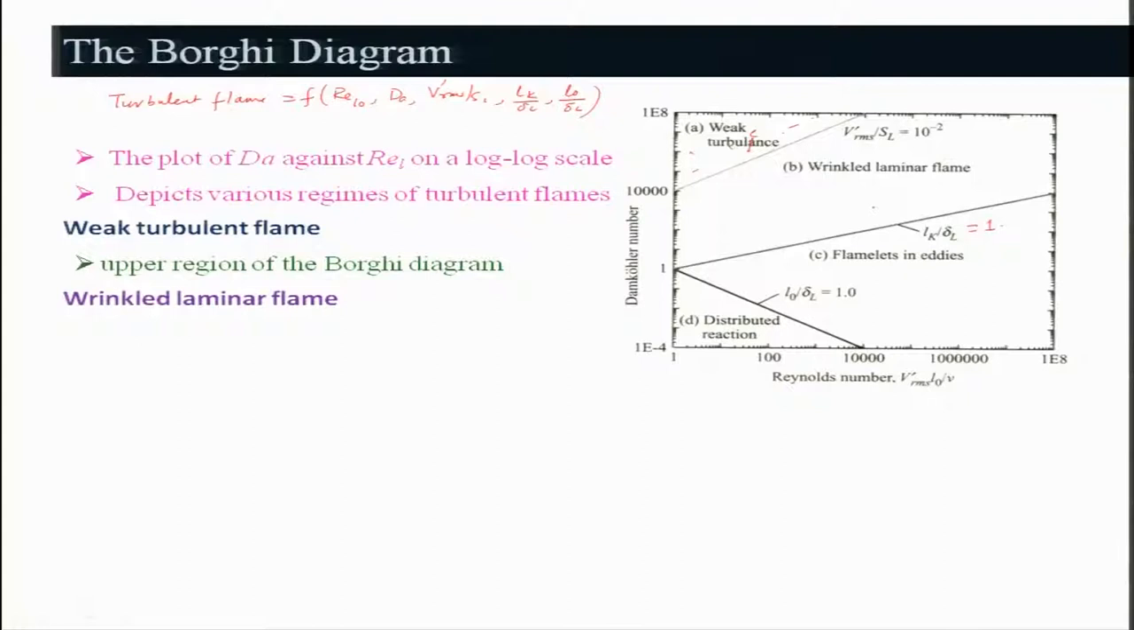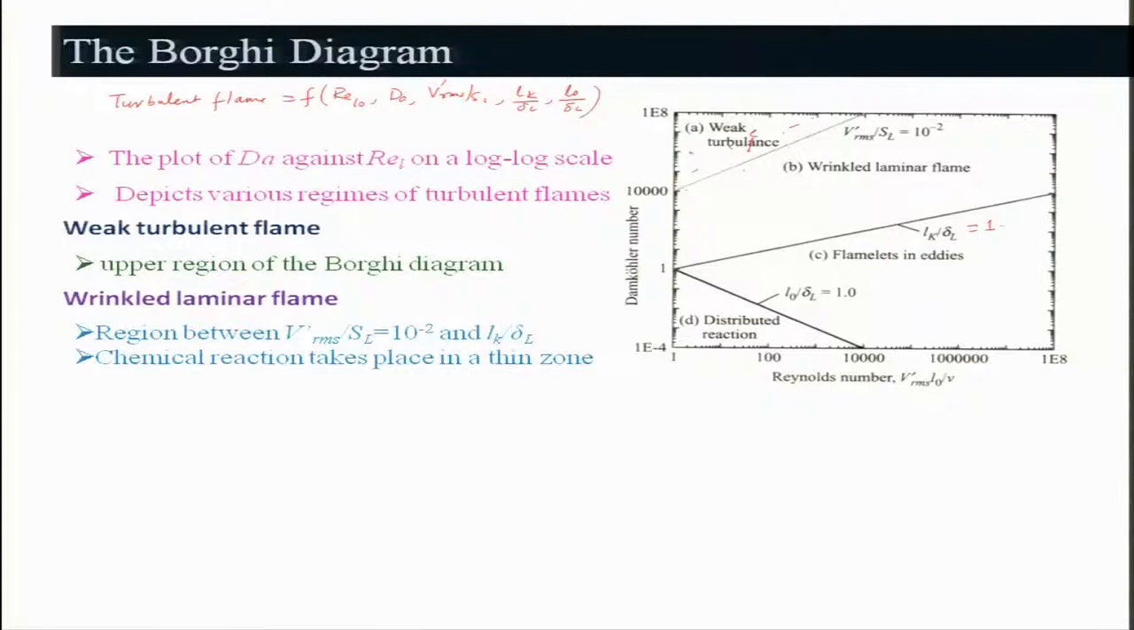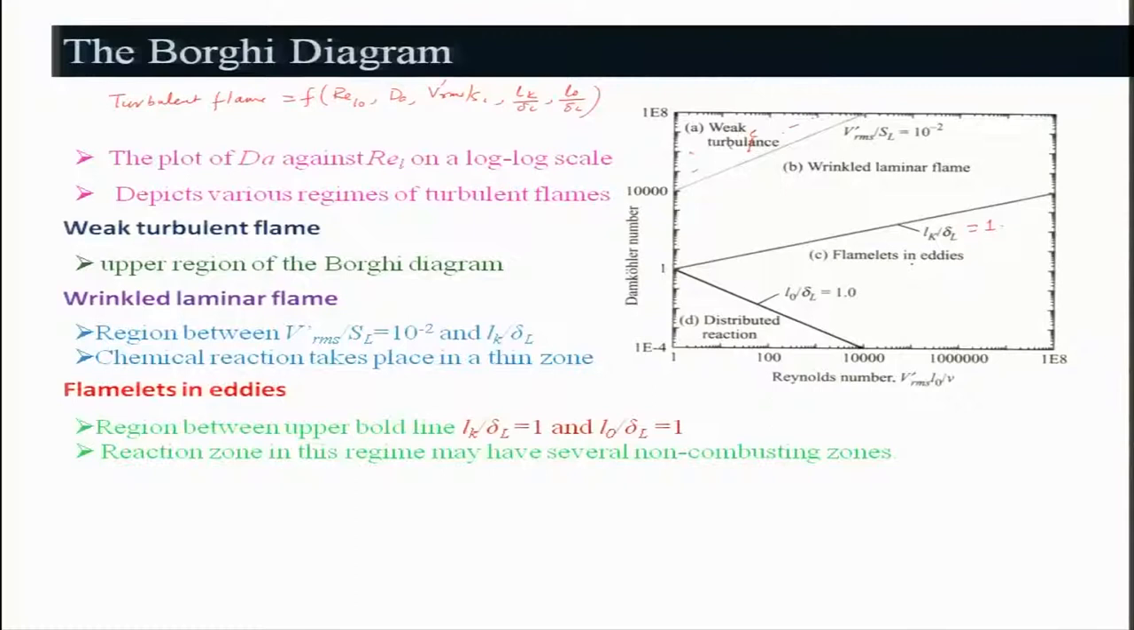This region is basically the wrinkled laminar flame, where the Damkohler number is moderate but the Reynolds number is very high, from high to low. In this wrinkled laminar flame, chemical reaction takes place in a thin reaction zone, right? The kinetics is very fast. The size of the eddies will be larger, but this zone is the flamelet in eddies, which will be LK by delta L equal to 1 to L naught divided by delta L. In this regime, the reaction zone may have several non-combusting zones, right?